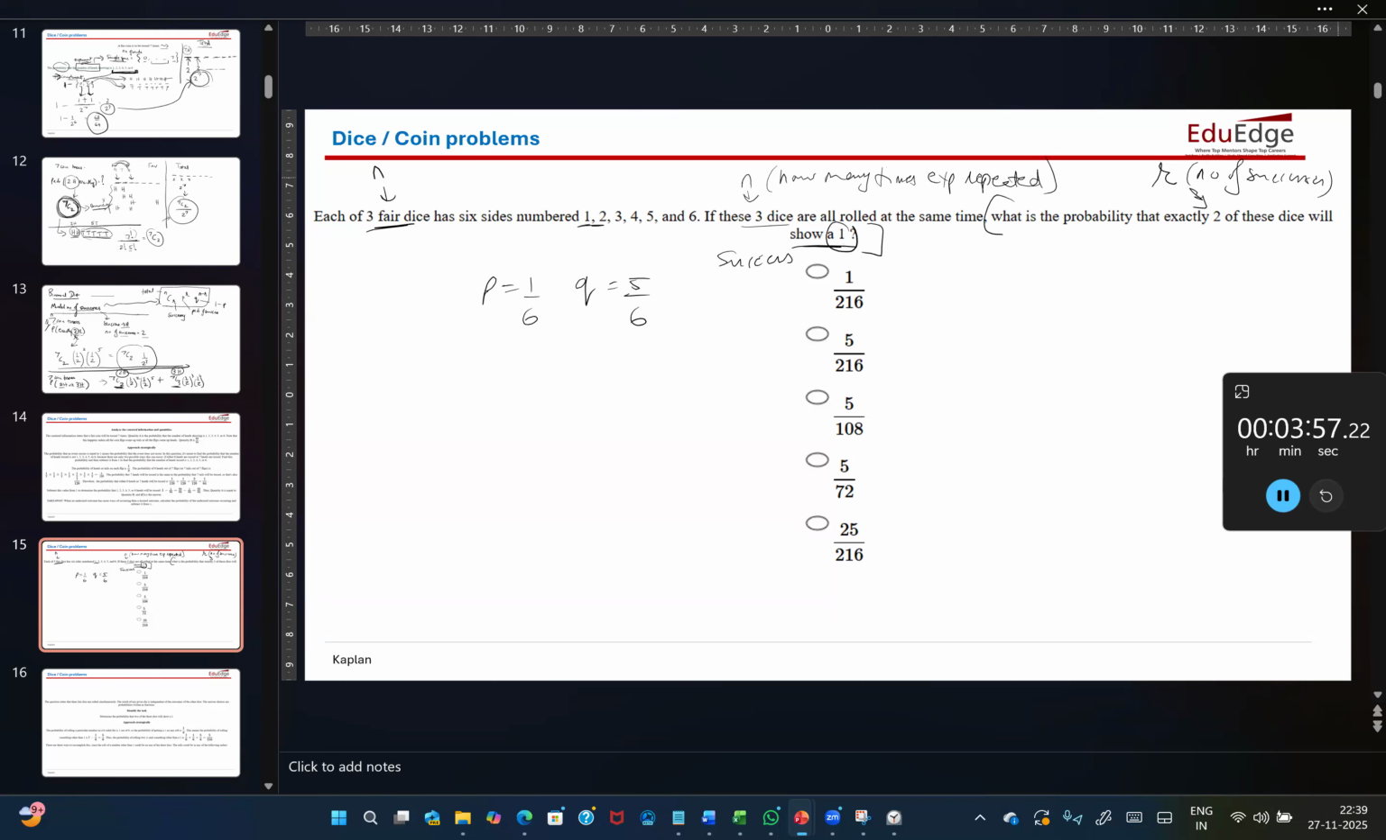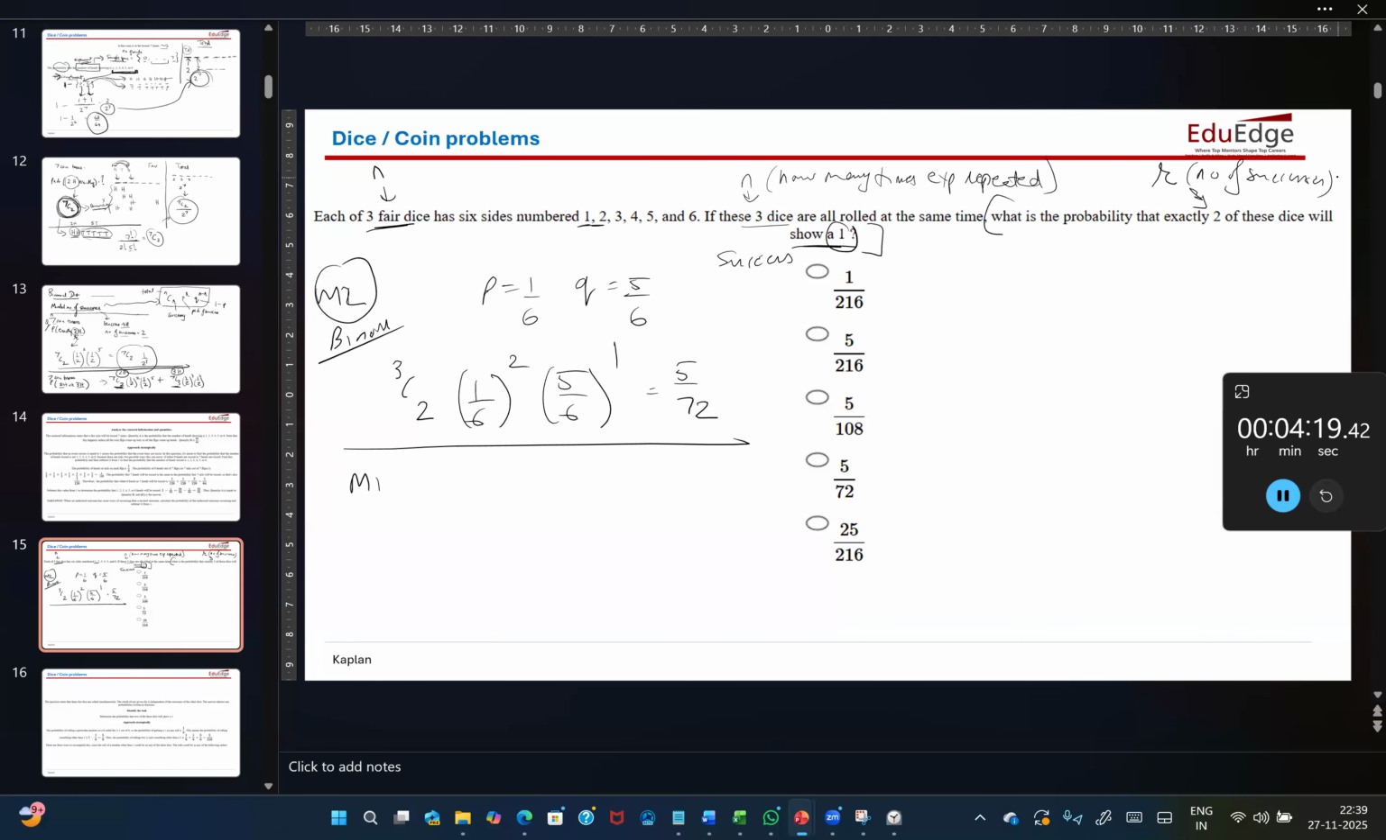So here we have 3C2, NCR, 1 by 6 raised to 2, and 5 by 6 raised to 1, correct? And that is your 5 by 72, correct? Correct. This is method 2, rather, the binomial distribution method.